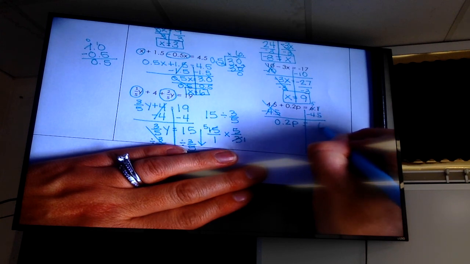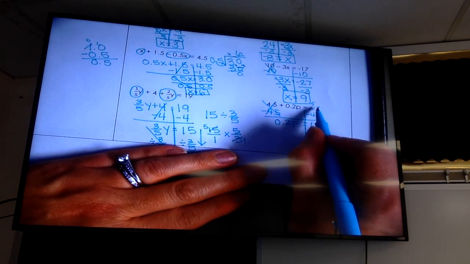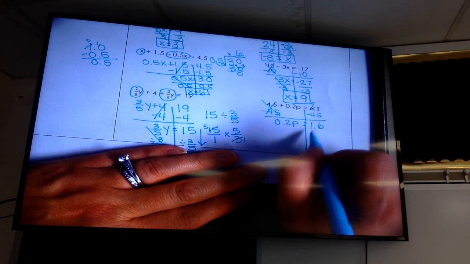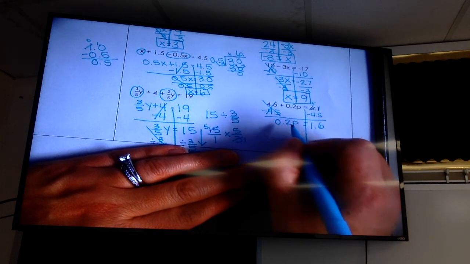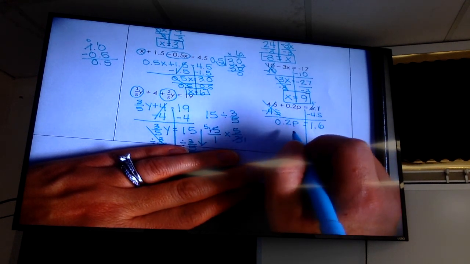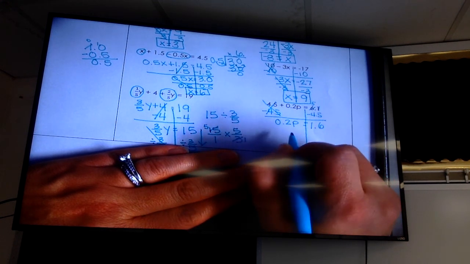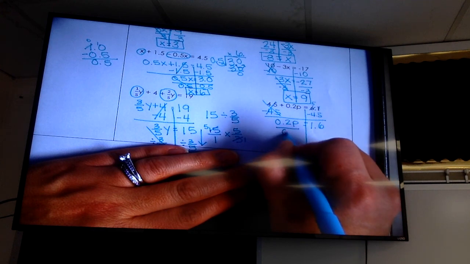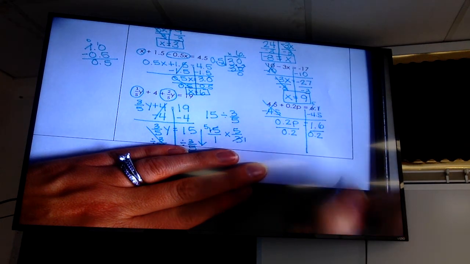11 minus 5 is 6. 5 minus 4 is 1. I bring my decimal point straight down. 6 and 1/10 is positive, and it's larger, so my answer is positive 1 and 6/10. Now I need to isolate that variable. I need to get the p by itself. So I see right now that 2/10 is being multiplied by p, and the opposite of multiplication is division. So I need to divide by 2/10.